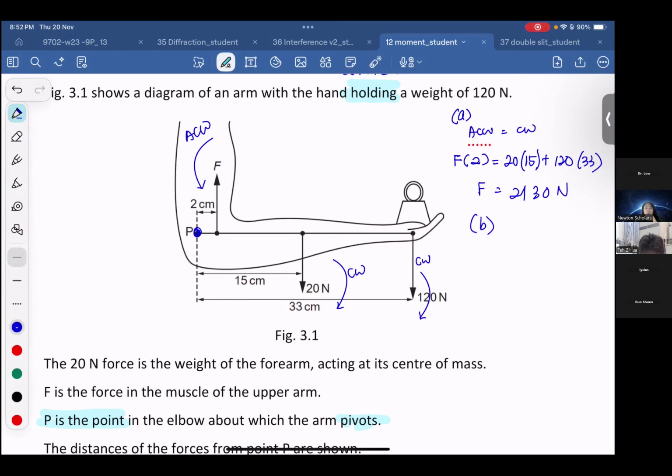Know how to solve? Holding equilibrium. So two rules we need to apply. Anti-clockwise moment equals to clockwise moment. In question A, we already solved and found F. We already found 2130 Newton here. Then, second, B is asking about the force. What more rules can we use?